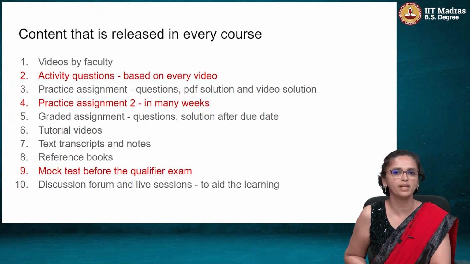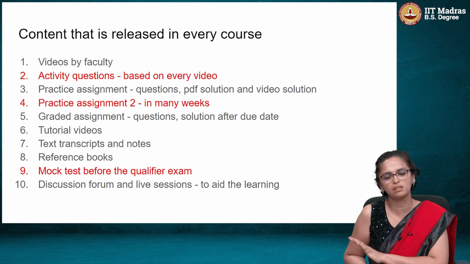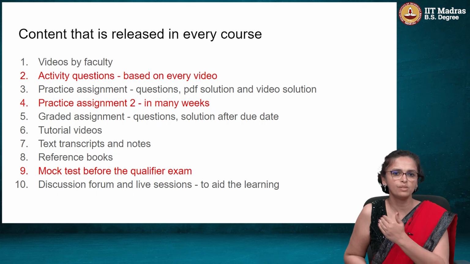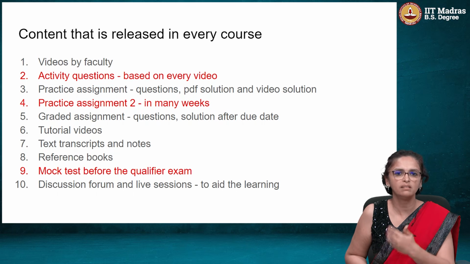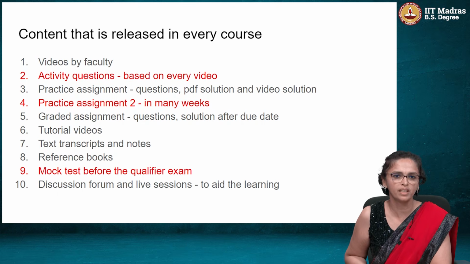Content that's released in every course, I think you're familiar with this already, having gone through the foundation level. Certain components we have put in red here because as the level goes higher in the degree program, like we have always said, we also start reducing the support from our side so that students actually learn how to study from the program on their own, right?